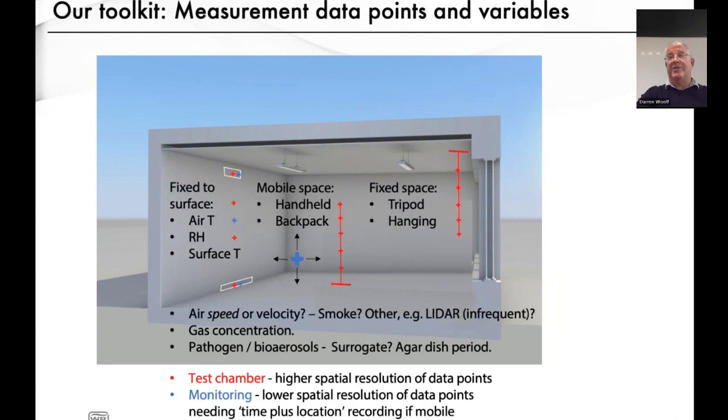If we look at the measurement data points and variables, again, if you've got a backpack that's moving, you're not going to be using a backpack that's moving in a test chamber, because you'll be influencing the flows. But in a test chamber, you're going to have these sort of tripods and hang-ins data. There's a whole host of different spatial resolutions as well as actual variables in there.